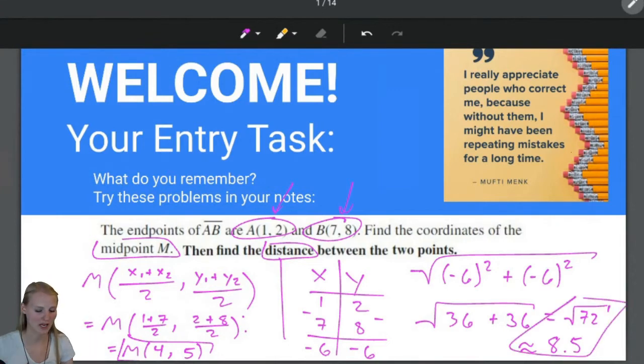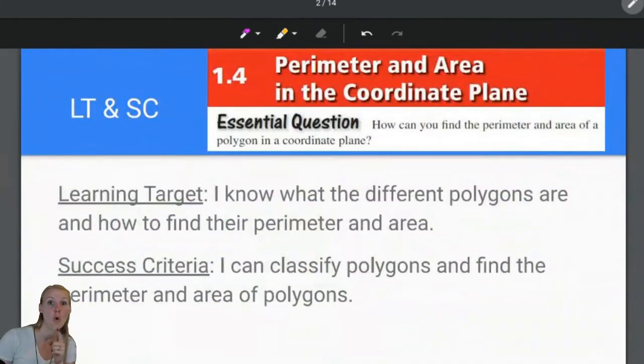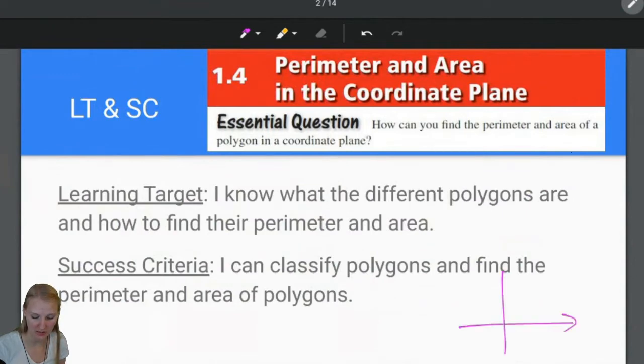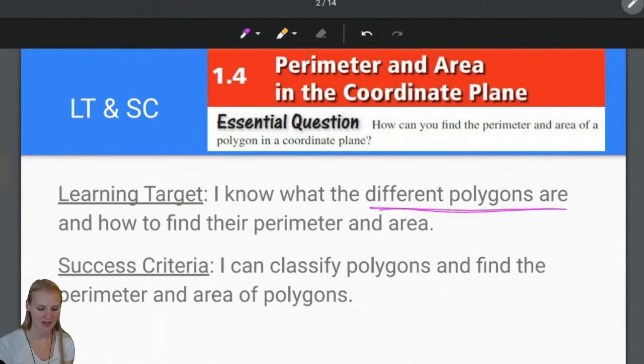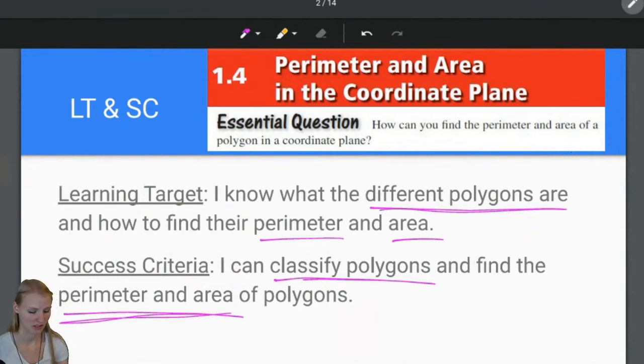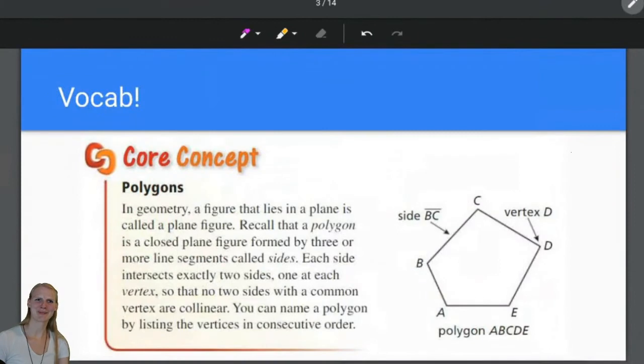So, we are ready to rock and roll with section 1.4. Section 1.4 is about perimeter and area in the coordinate plane. Remember, the coordinate plane just means that we're talking about the x-axis and the y-axis, so don't freak out that coordinate plane is some fancy word. So our learning target is that you know what the different polygons are and how to find their perimeter and area. Next, your success criteria is that you can classify polygons and find the perimeter and area of specific polygons. So, first, what is a polygon? We said that word quite a bit, but what is a polygon?